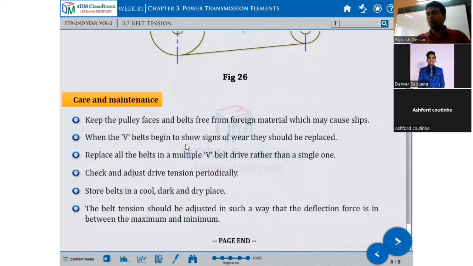Now, care and maintenance. In this small topic we will see how we can care for and maintain your belt so that it serves you regularly and gives better efficiency. Slippage should be avoided. Keep the pulley faces and belts free from foreign materials which may cause slip.